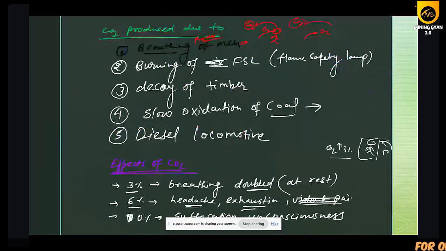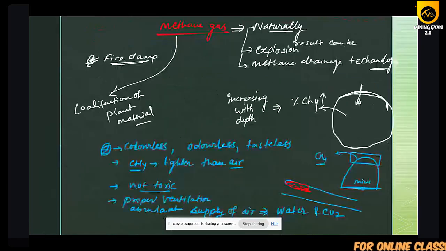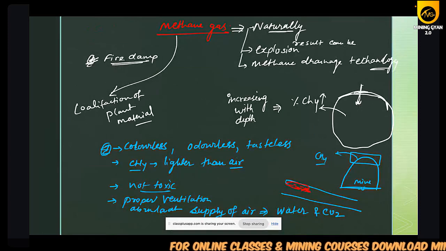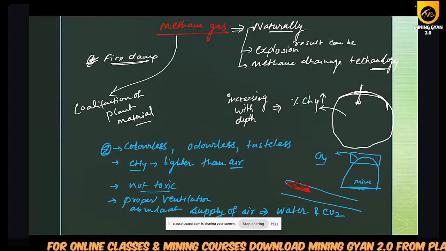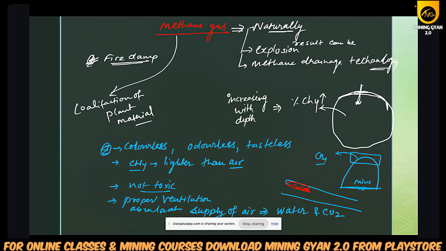As we have seen from yesterday, we have started the methane gas. We have discussed that methane is naturally found in the environment, and due to an excess of methane, it will result in an explosion. We call methane the fire damp also. The methane drainage technology is also based on methane gas, where we want to extract the methane. You will find that as you go deeper, with increasing depth, the percentage of methane will increase.